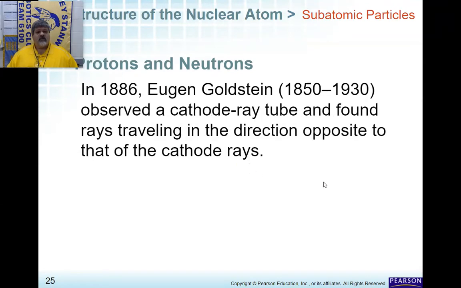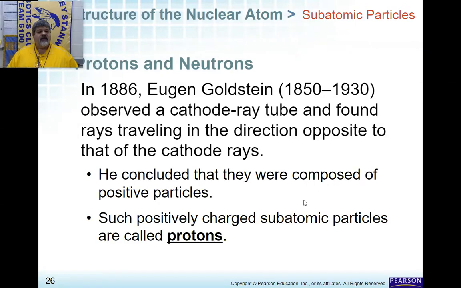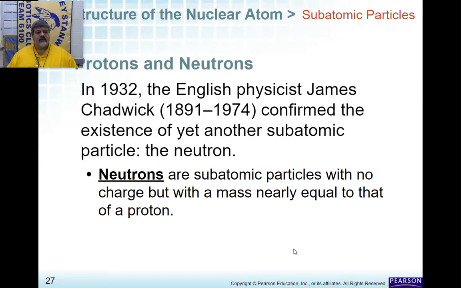Okay. Mr. Goldstein observed the Cathode Ray Tube that J.J. Thompson did, and he found that rays are traveling in the direction opposite to that of the cathode rays. Okay. And he called these particles protons. So he kind of observed and went one step on top of J.J. Thompson. But all we know is that Goldstein is the one that discovered these, and they called them protons.